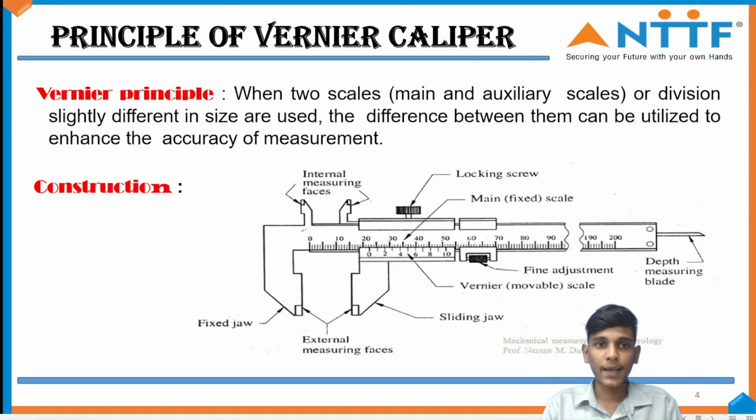Principle of vernier caliper. Vernier principle: when two scales, a main scale and an auxiliary scale, whose divisions are slightly different in size are used, the difference between them can be utilized to improve the accuracy of measurement.